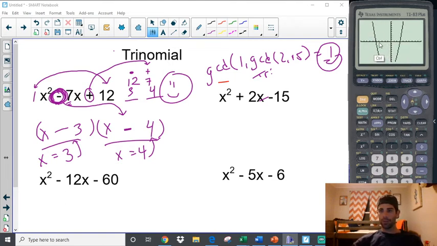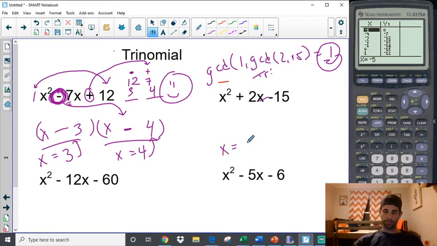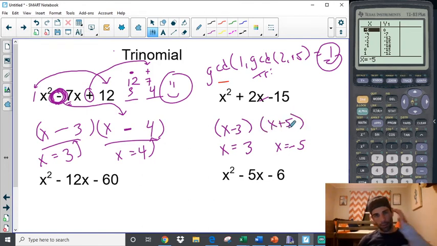If I count, you can see it hit right there at negative 5. It looks like it hit right there at positive 3. Remember, if you go to the table, look at the 3, it was 0. At the negative 5, it was 0. Then remember, what are you supposed to do here? You're supposed to change their signs. And there you go. That's doing it with the calculator. You don't have to show work there. This is kind of like showing your work.